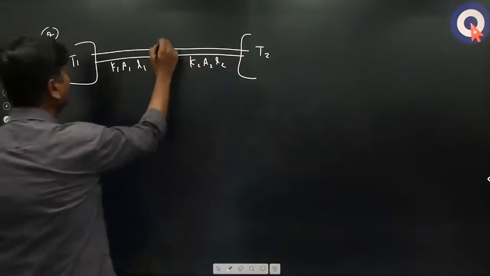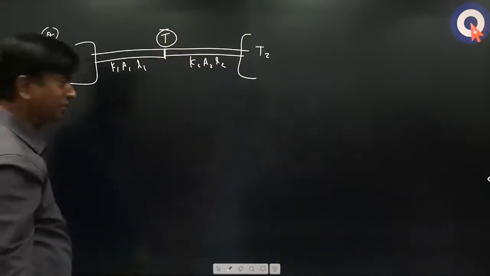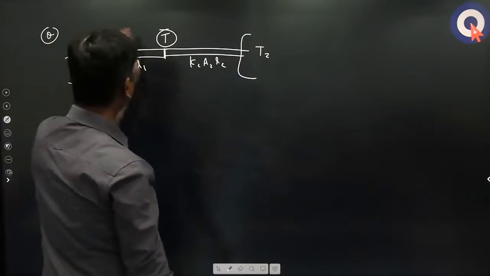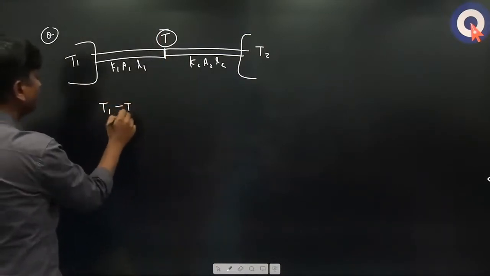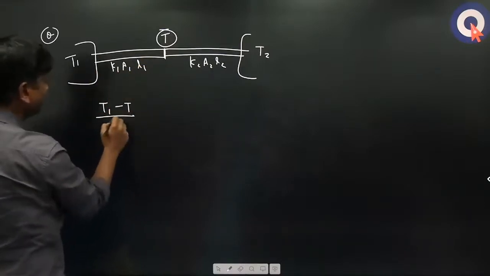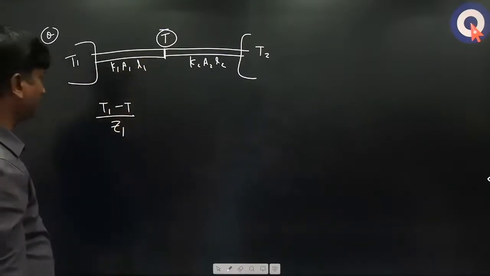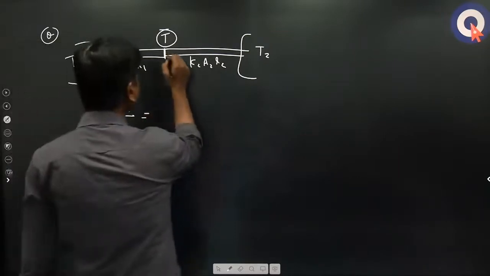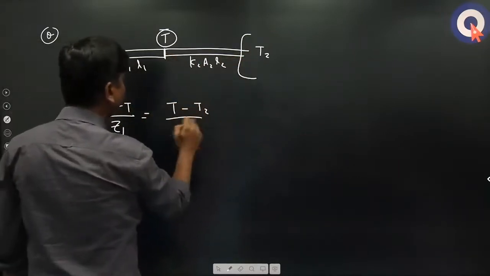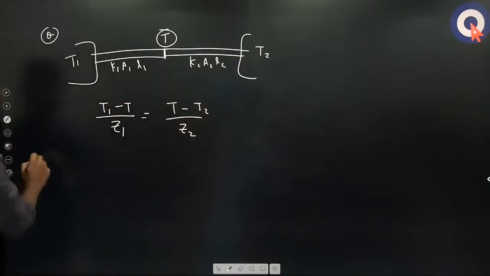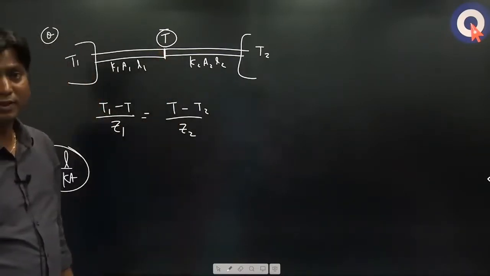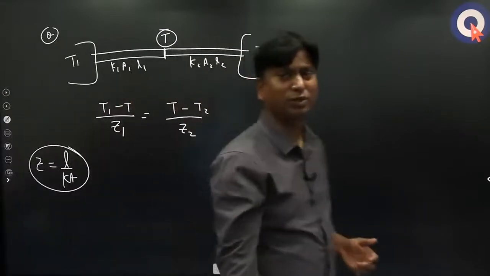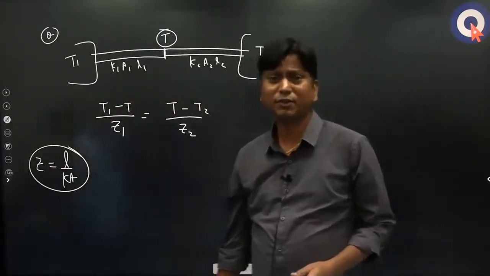So you are always using the expression, if the temperature of the junction is T, the rate at which heat is transferred from here to here is equal to temperature difference by thermal resistance, if you call it Z1. And the same for the rate at which heat is transferred from here to here: T minus T2 by thermal resistance Z2. And the thermal resistance is always equal to L by KA. So use this and you can get the value for T also, right? In this model also, you will get some of the questions.